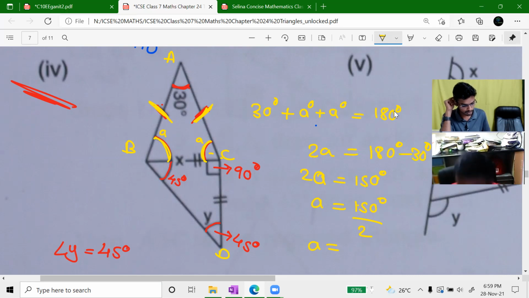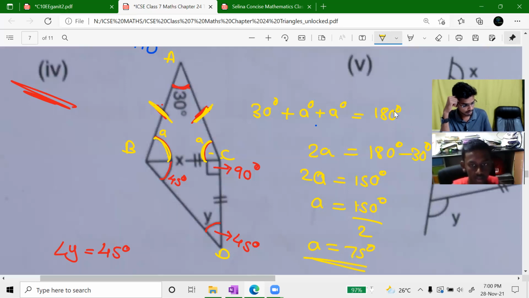What mistake did you do? Just check that also. I didn't do division. Tell me now, after division, what will be the answer? So 75 degree. So your A is 75 and this A is also 75 degree.